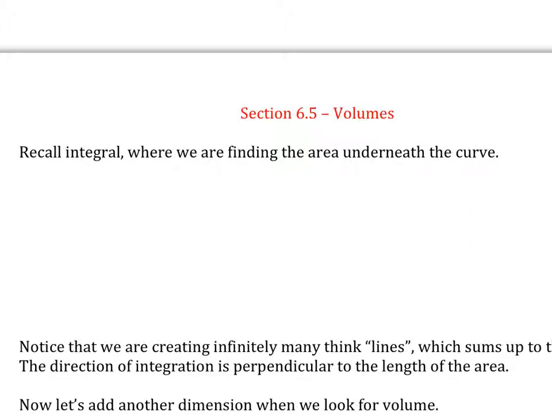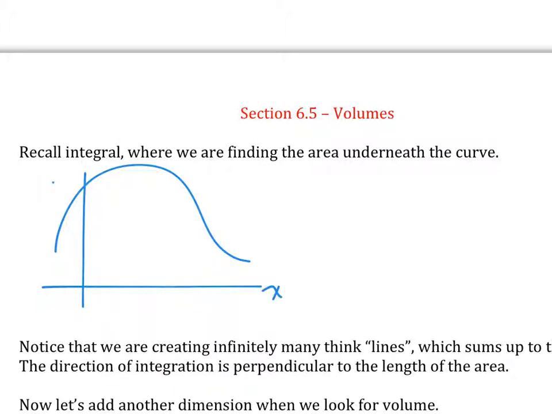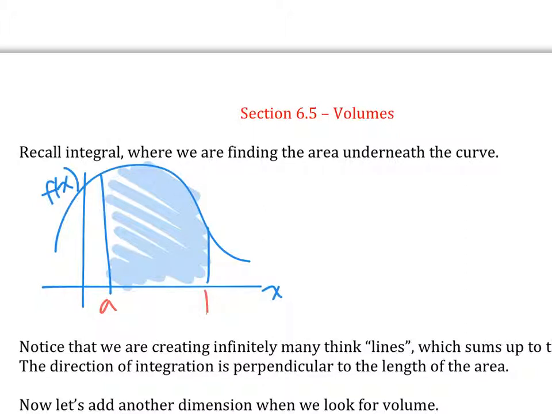All right, so let's recall the integral. Let's say that we have this shape. This is, let's make it x, and this is f of x. Let's say that we want to figure out what this area is, and then let's say that we have from A to B. How do we figure out what the area is in that shaded region? That should be pretty easy, right?